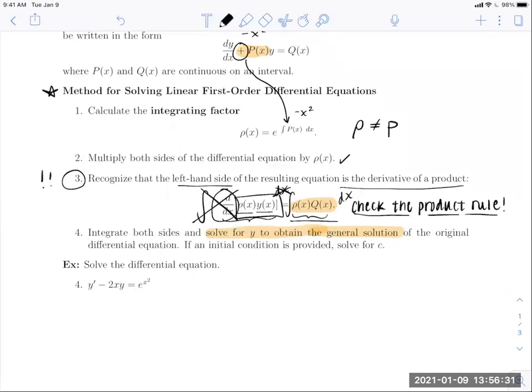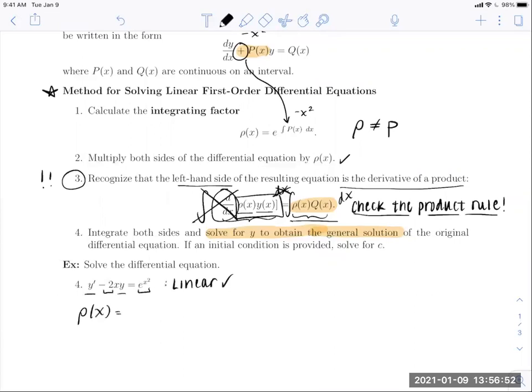So first of all, check that this is a linear DE. So we have a linear derivative and a linear y term. And we have continuous functions here throughout. So I'm just going to make a note here that yes, indeed, this is a linear differential equation. Now let's calculate our integrating factor rho of x.